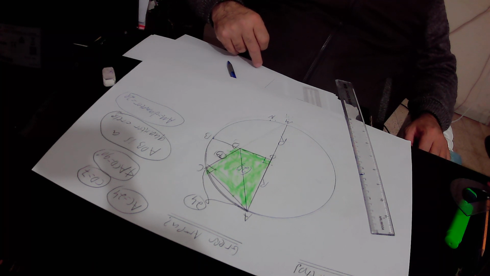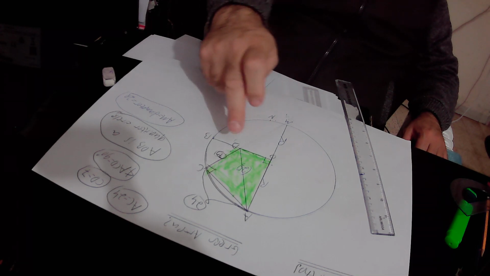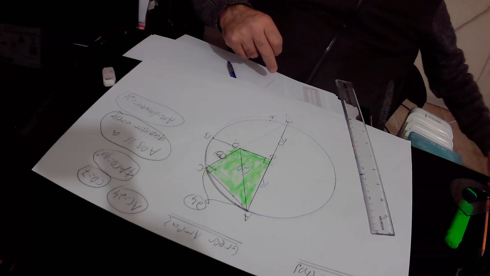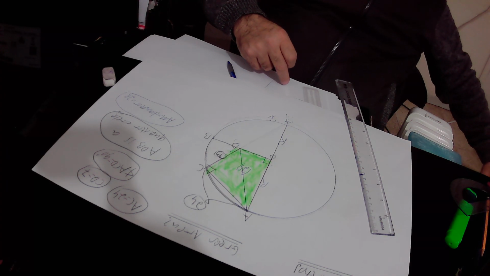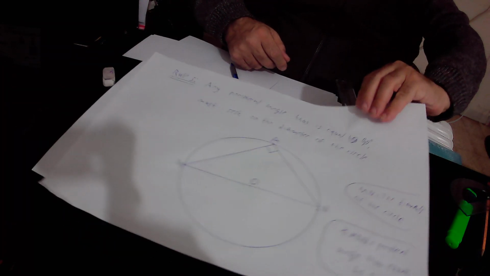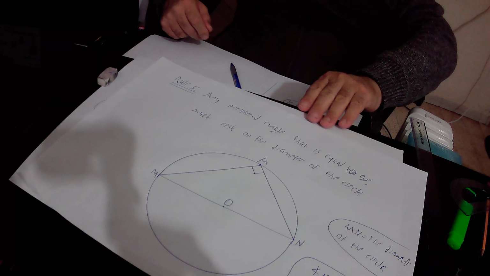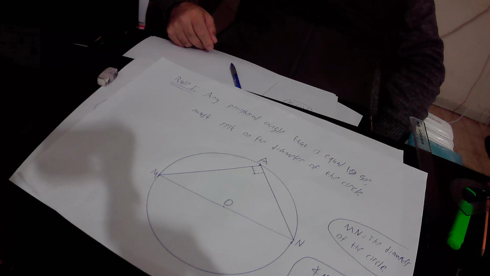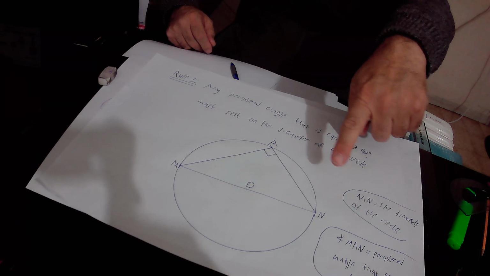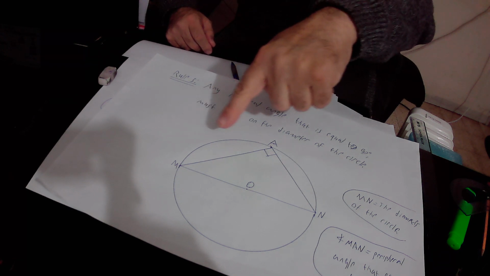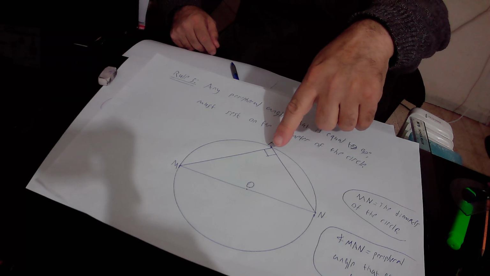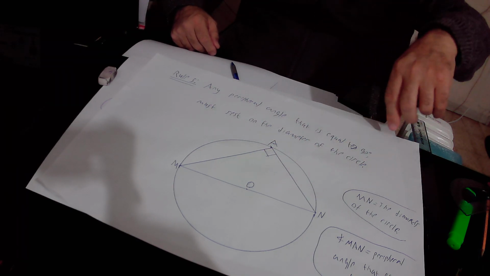But it is impossible that peripheral angle ACN will be equal to 90 degrees because it contradicts rule number 5. According to rule number 5, any peripheral angle that is equal to 90 degrees must rest on the diameter of the circle. MN is the diameter of the circle. Peripheral angle MAN equals 90 degrees, and indeed this peripheral angle MAN is equal to 90 degrees. It rests on MN, the diameter of the circle.